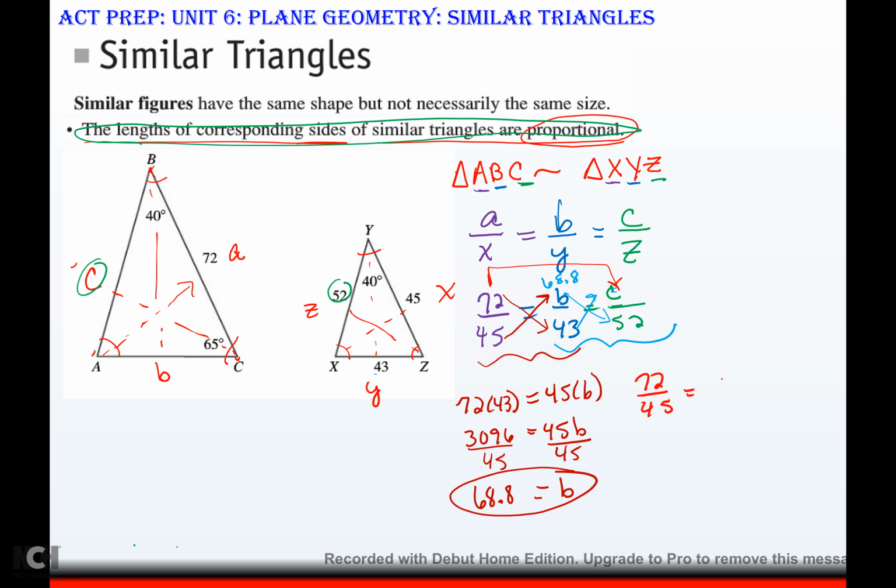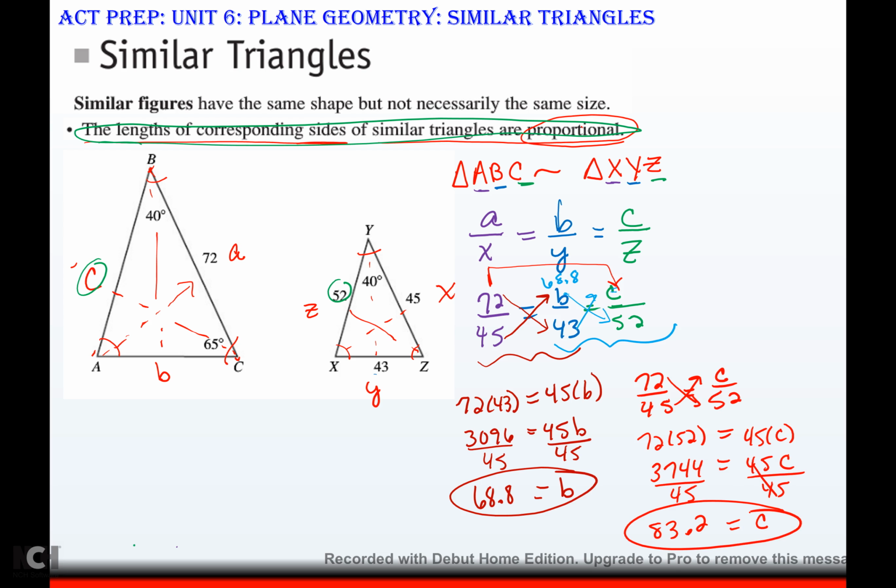So I have 72 over 45 equals c over 52. If I solve this one, the product of the extremes would be 72 times 52, which has to equal the product of my means, which is 45 times c. 72 times 52 is 3744, equals 45c. To get c alone, I'm going to divide by 45, and I get c equals 83.2. Okay, so now I know all the sides. B is 68.8 and C is 83.2.